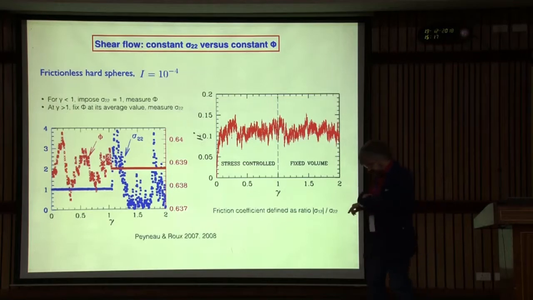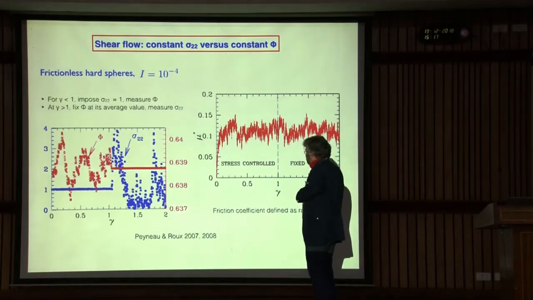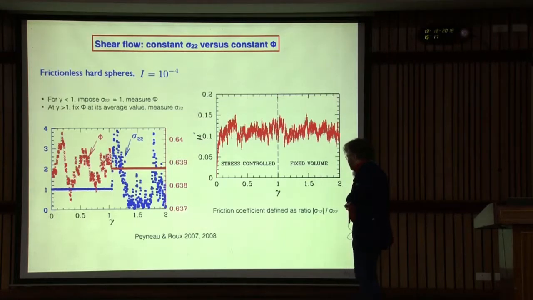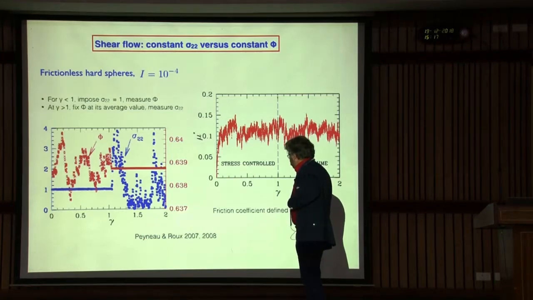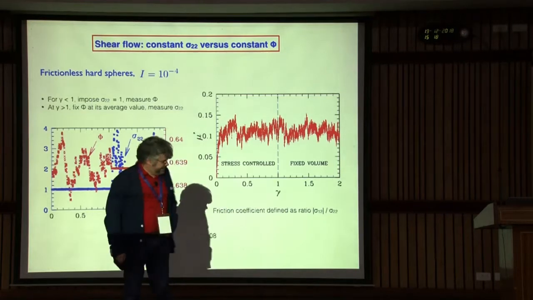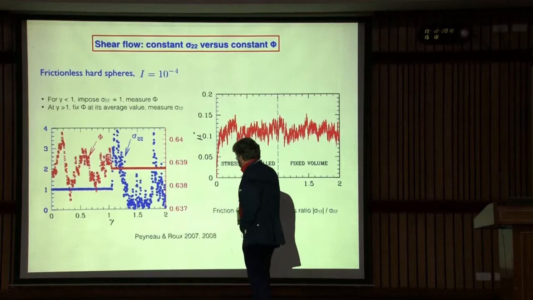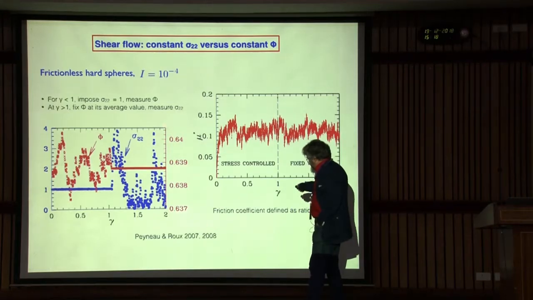This is a little digression. It is just a reminder of how advantageous it is to deal with normal stress control flows compared to fixed density flows. These are old results obtained on frictionless hard spheres with a very low inertial number, close to the quasi-static limit, obtained with a former PhD student of mine, Pierre-Emmanuel Penaud. We investigated the internal friction of frictionless beads. In a first stage, up to shear strain gamma equal to 1, we controlled sigma 2 equal to 1 in our units, while phi, the solid fraction, was fluctuating. The fluctuations are to be read on this axis here, so fluctuations are small.